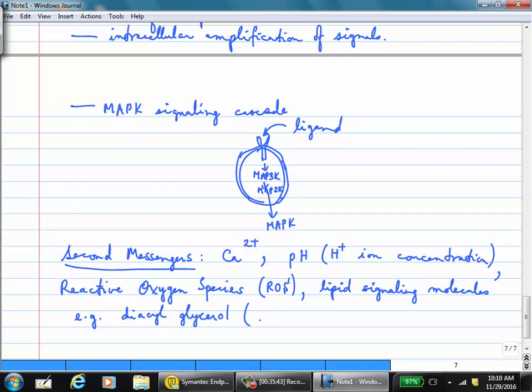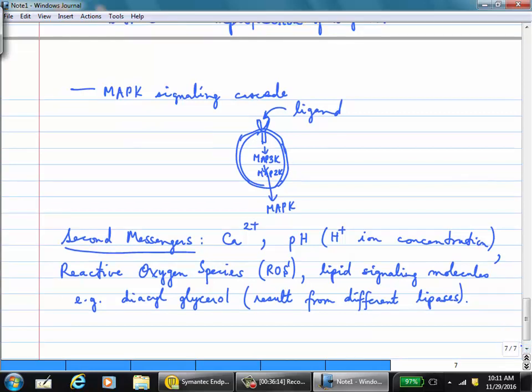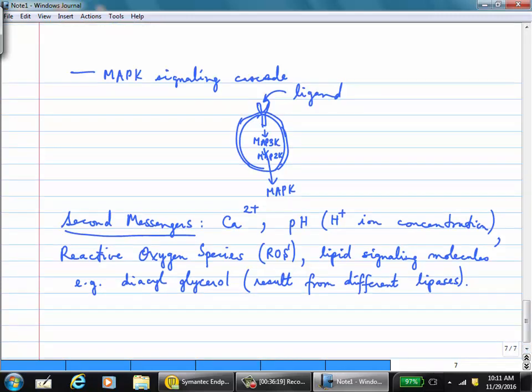So these result from different lipases. What is a lipase? Anybody? It breaks down lipids. You hear about lipases, they basically break down lipids. So it might take a fatty acid off, or it might take the phospholipid off, or whatever. So it results from different lipases. If it synthesizes something, it will be called a synthase. If it breaks down something, it's going to be called something-ase.